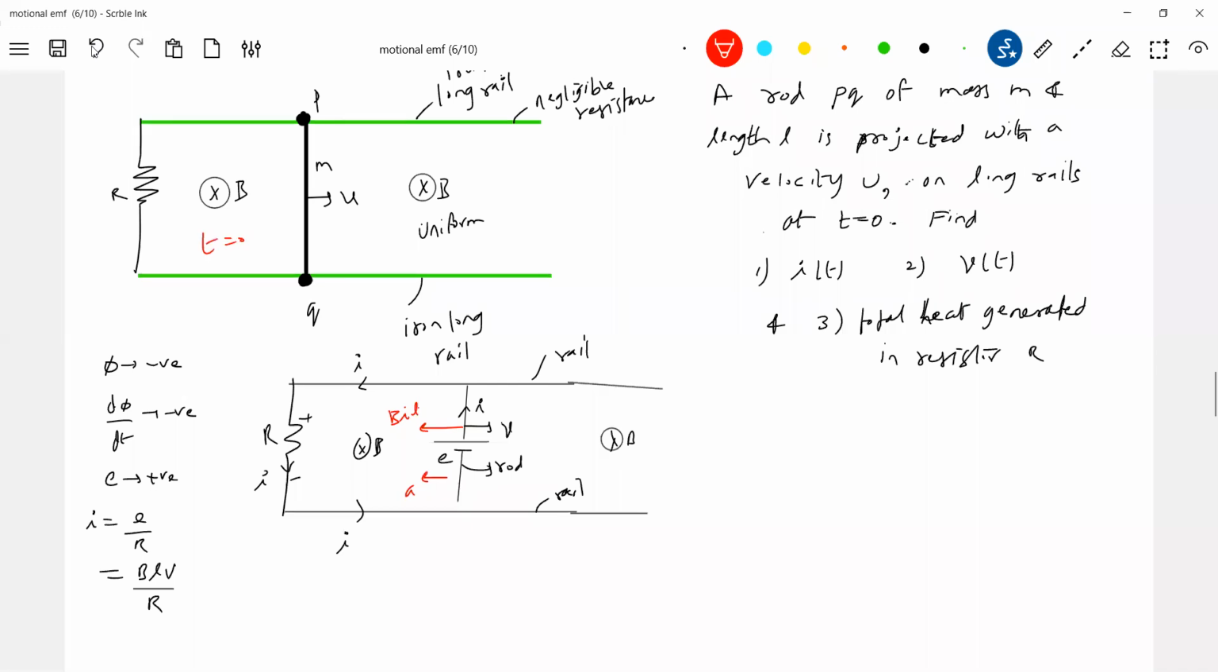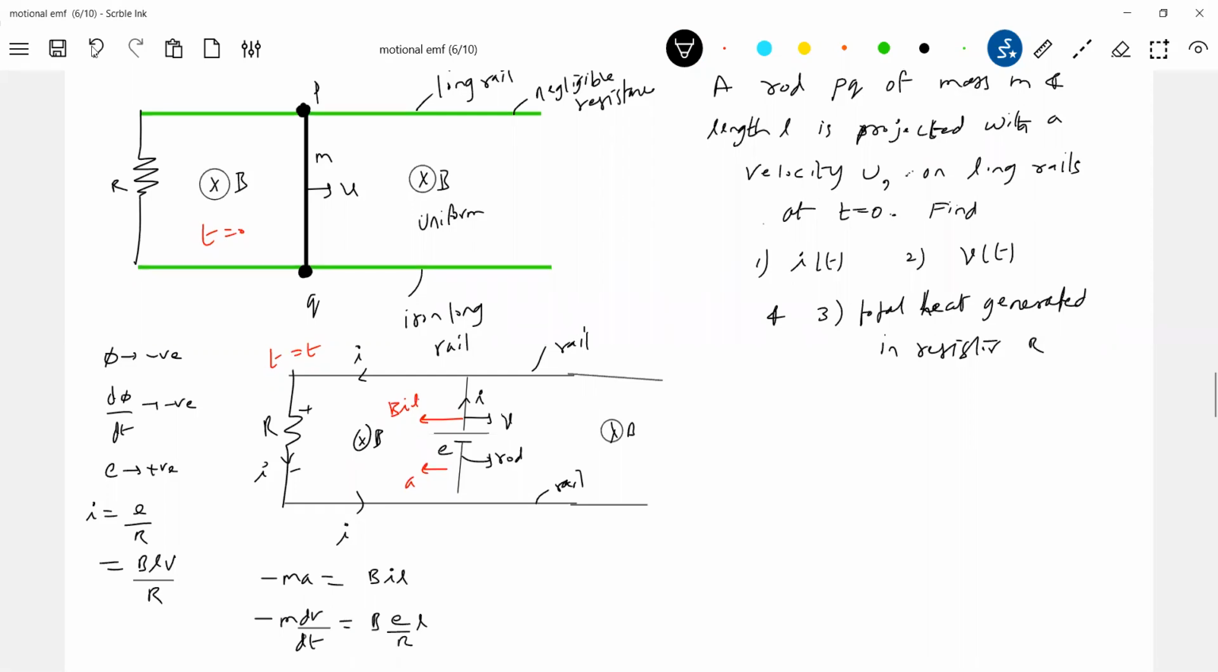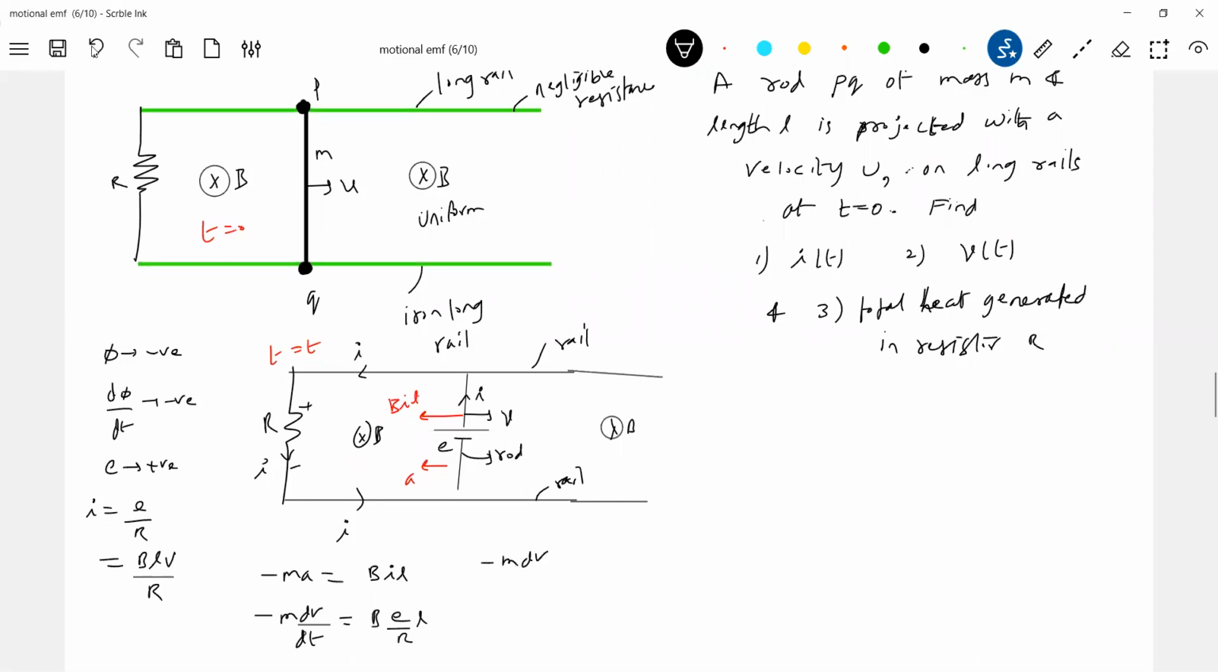This is at t equal to 0, this is at any time t. Now let's write the equation. We have minus MA is equal to BIL. What is I equal to? E by R. So this is minus M dV by dt, which gives dV by V equal to minus B square L square by MR dt.